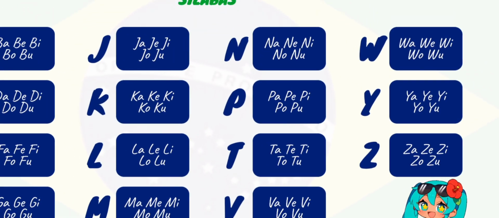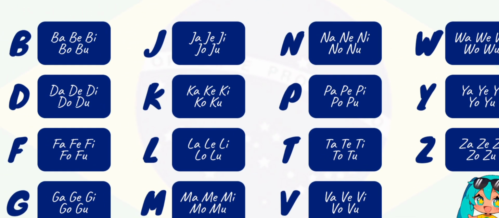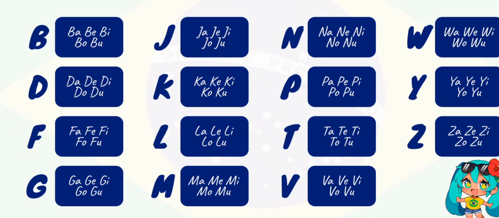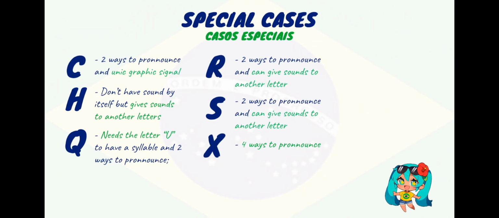You can repeat this part as many times as you want and train as much as you want. But I think it's pretty easy and standard, all of them follow a pattern. So I'll go on to the special cases that I told you about. The letters here are the special cases: C, H, Q, R, S, X. And why do I count them as special cases and why did I separate them?